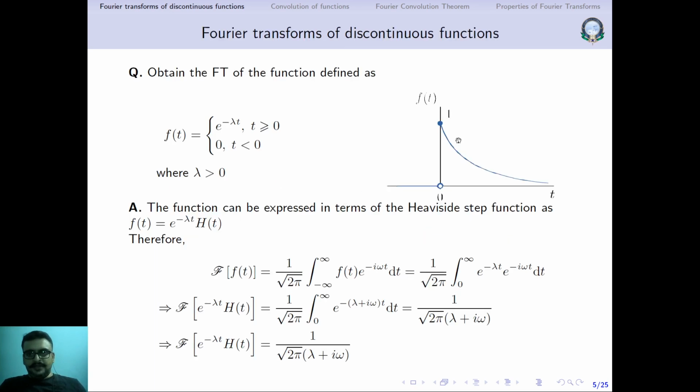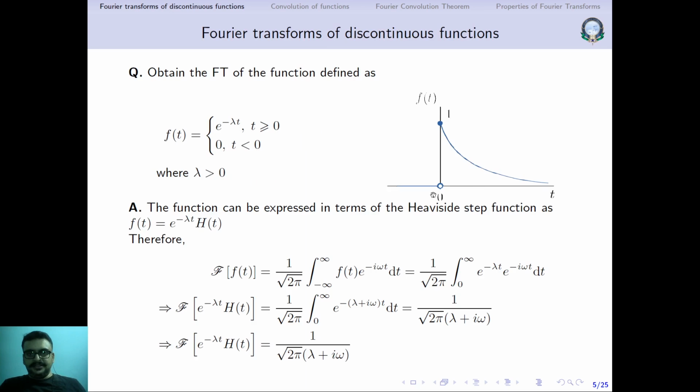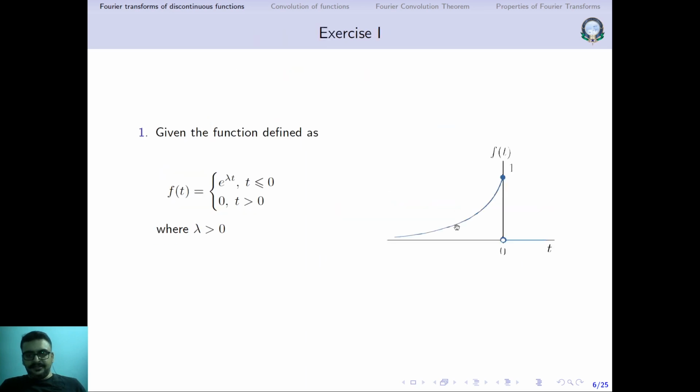Just like how we had e to the power minus lambda t on the positive side, in this case you have e to the power lambda t on the negative side for negative values of t, and for positive values of t it takes the value 0. So in this case also, using this representation of this function in terms of the Heaviside step function, if you have done the exercise in the previous lesson, you know what the representation is, and you can show that the Fourier transform of this one is going to be this value. It's fairly straightforward. Just follow the same steps as this example that I have shown here.